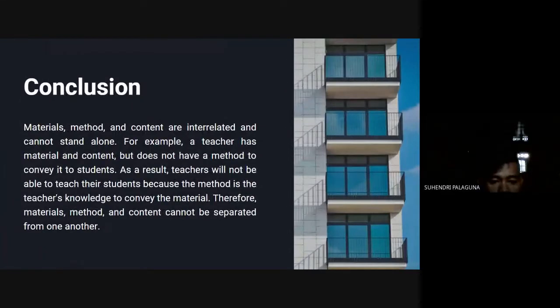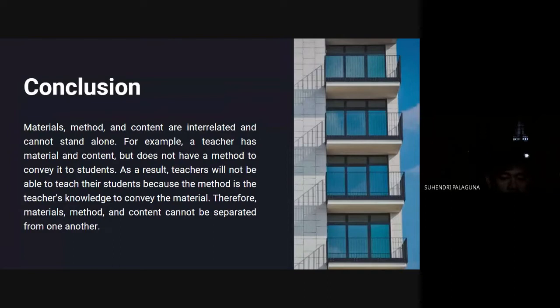All right, for the conclusion, you have heard about many topics that my friends have mentioned and explained. So from this topic, we can conclude that materials, method, and content are interrelated and cannot stand alone. Why? Because the subjects are really important in teaching English. Let me explain one by one why those are important.